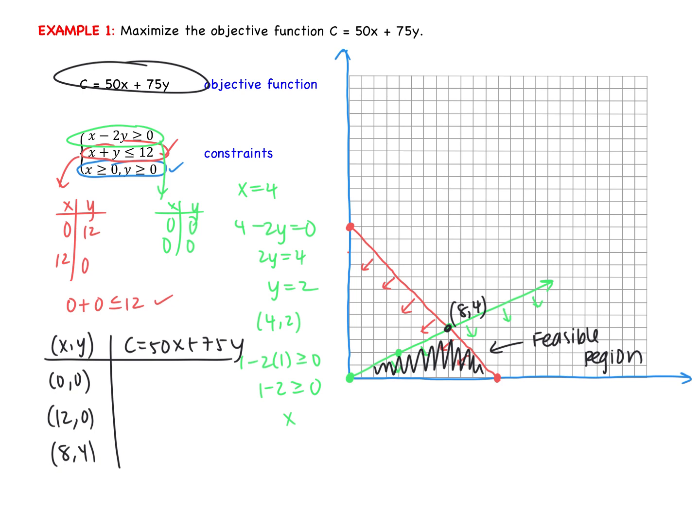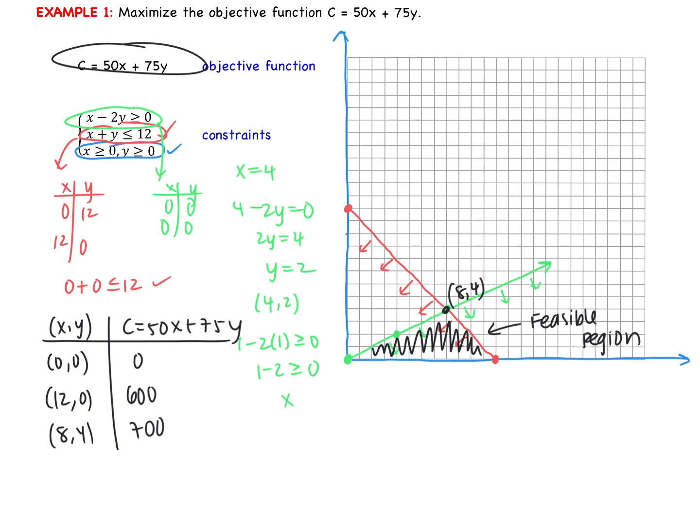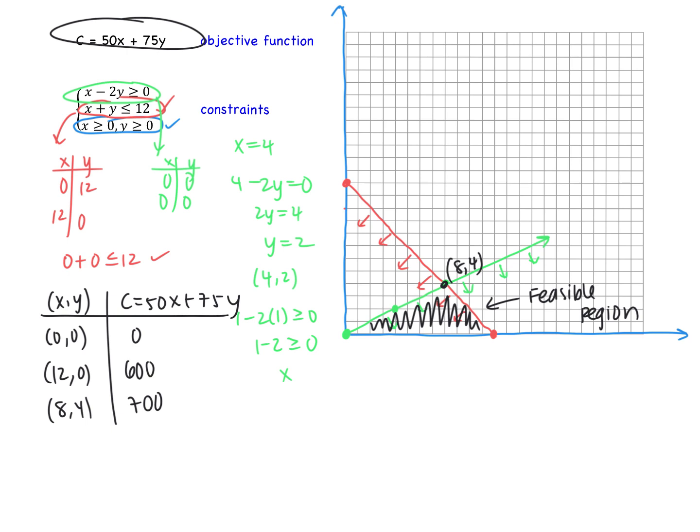So if we plug 0, 0 in, we're going to get 0 plus 0, which is, of course, just 0. If we plug in 12, 0, we get 50 times 12 plus 0, so that's 600. And then we get 50 times 8, and this ends up being 700. Very last step is answering the question. We were asked for the maximum, biggest number, so the maximum is that number.